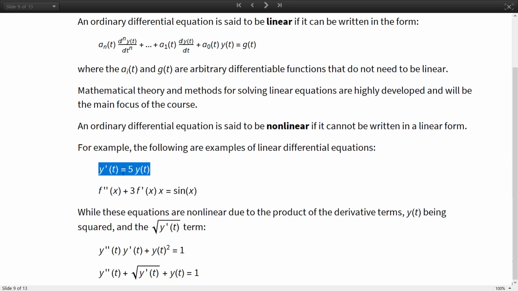For example, these are two linear differential equations, since their derivatives all appear in separate terms, and none of the dependent variables are raised to any powers. However, these are examples of nonlinear differential equations. The first equation is nonlinear for two reasons. The first is the product of the second derivative and the first derivative, and the other is that the y of t term is squared. The second equation is nonlinear because of the square root of the first derivative term.